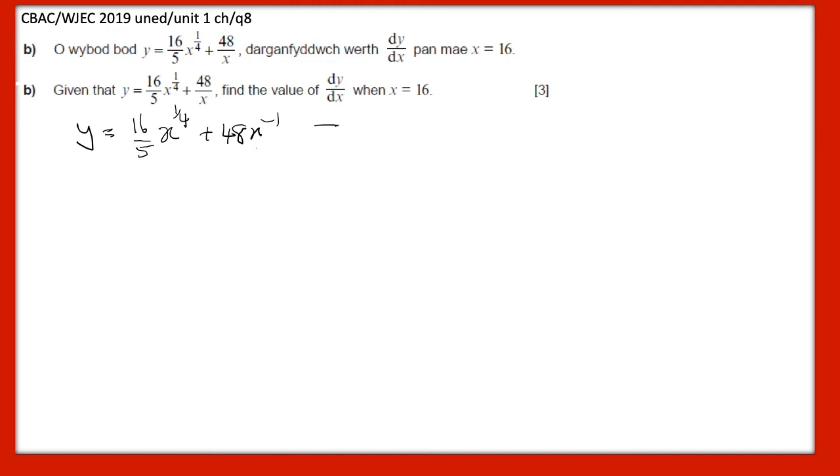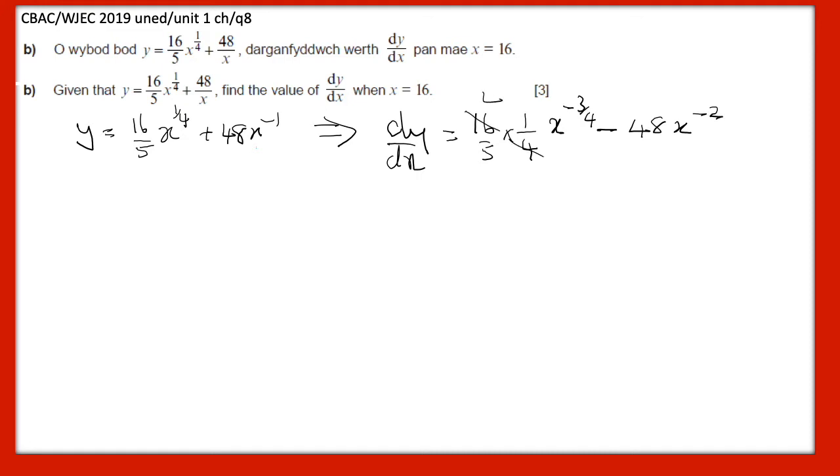Now if I apply Wallis's rule, I don't have to justify it, I can just stick it down. Okay, I'm going to get 16 over 5 multiplied by 1/4, bring the power down by 1, x to the minus 3/4, minus 48 x to the minus 2. Clear cancellation going on here.